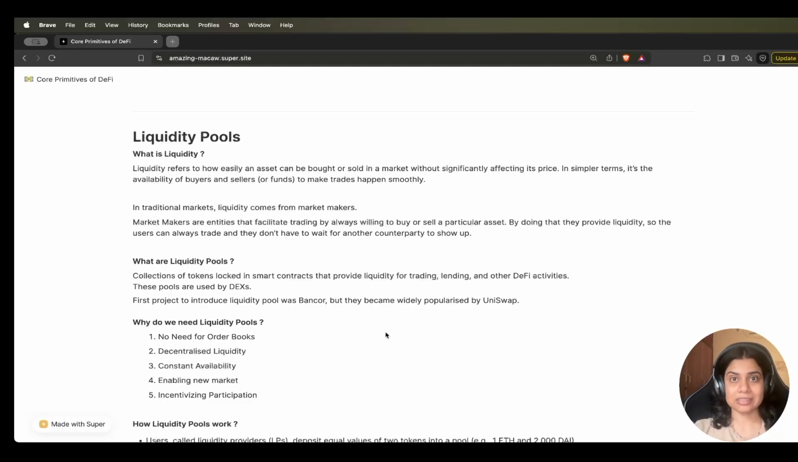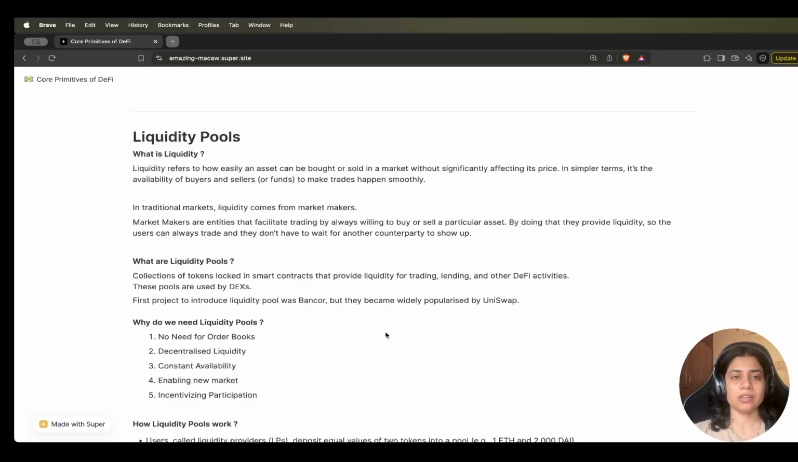Now, we understand what these liquidity pools are. You might be wondering, why do we need them? These liquidity pools enable us to ensure liquidity in the DeFi space without using order books. They also ensure that the liquidity is decentralized because the liquidity is locked in a smart contract, and these smart contracts are open source. Anybody can read them. The third major thing they ensure is constant availability, because this liquidity comes through the liquidity pools. We are not relying on direct users.